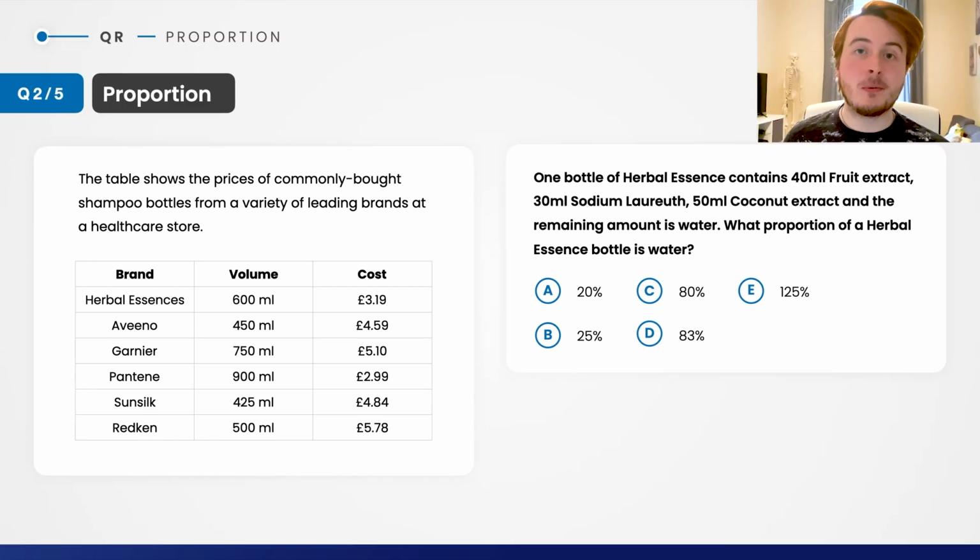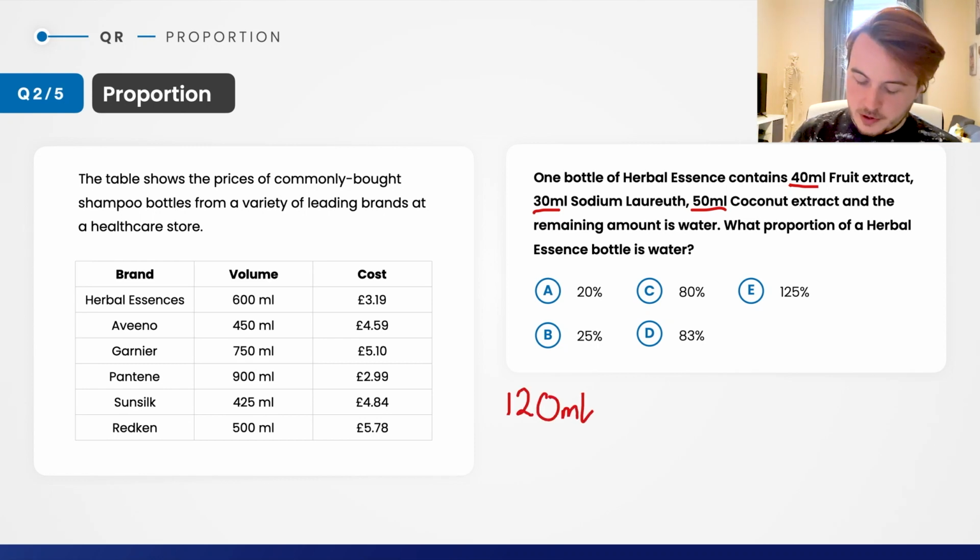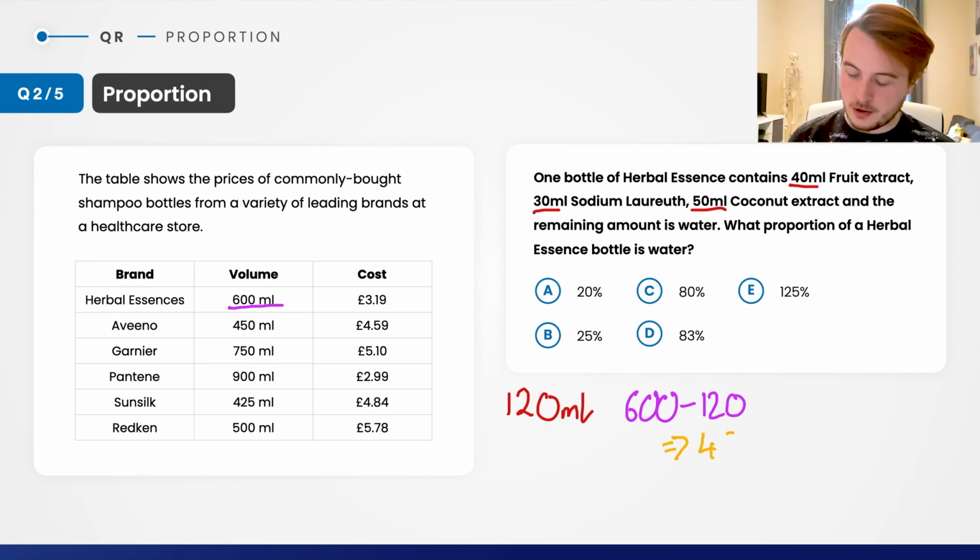So with this one, the first thing I want to know is, how much water is there? So I know that they've got all these fancy ingredients, and anything apart from that is going to be water. So let's add up these three values here, this 40, 30 and 50, which adding up in my head goes to 120 mils. So the total volume is going to be 600. So we should just be able to do 600 minus that 120 mils. And that is going to give us our total water content of 480 mils.